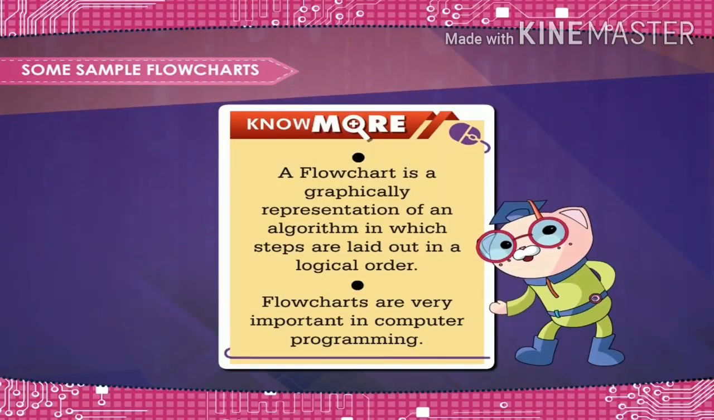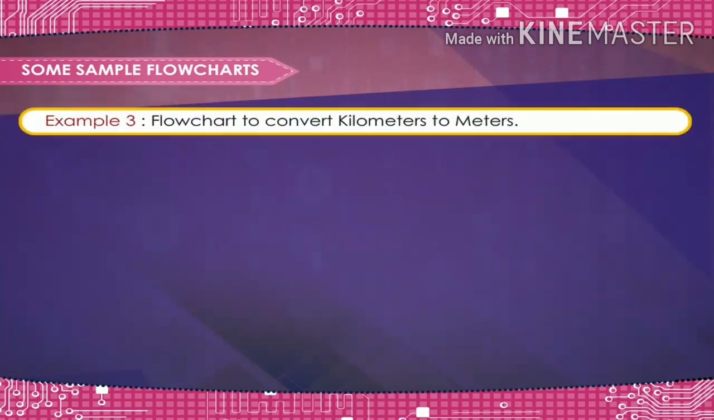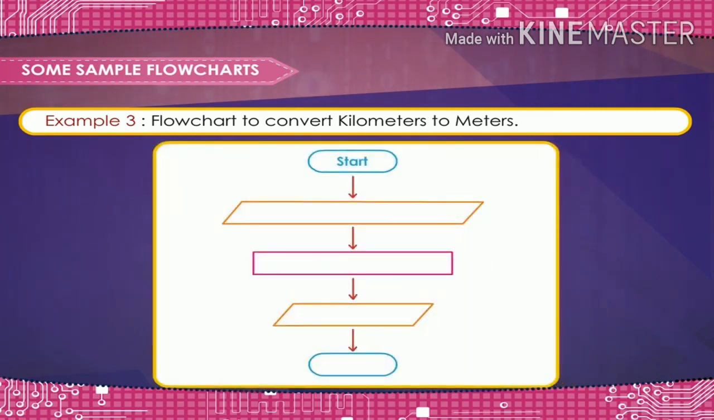A flowchart is a graphical representation of an algorithm in which steps are laid out in a logical order. Flowcharts are very important in computer programming. Example 3. Flowchart to convert kilometers to meters. Start. Input kilometers in km. Let MTS is equal to km into 1000. Print MTS. Stop.